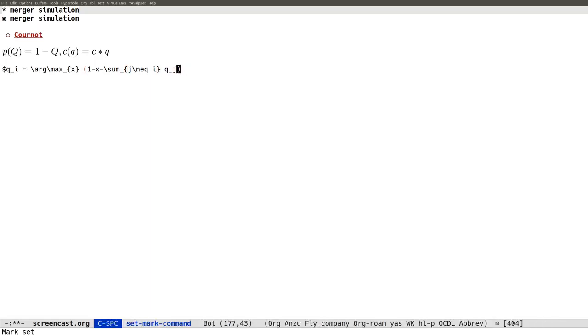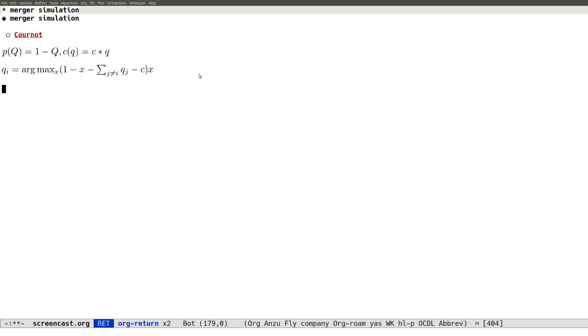So this part here is basically the price that firm i is going to get if it chooses output level x. So we need to subtract its cost level from that, and then we multiply by x. So this is the optimization problem for firm i. Given the output levels chosen by the other firms, it chooses its own output level x, which maximizes its profits. So this is called the reaction function.